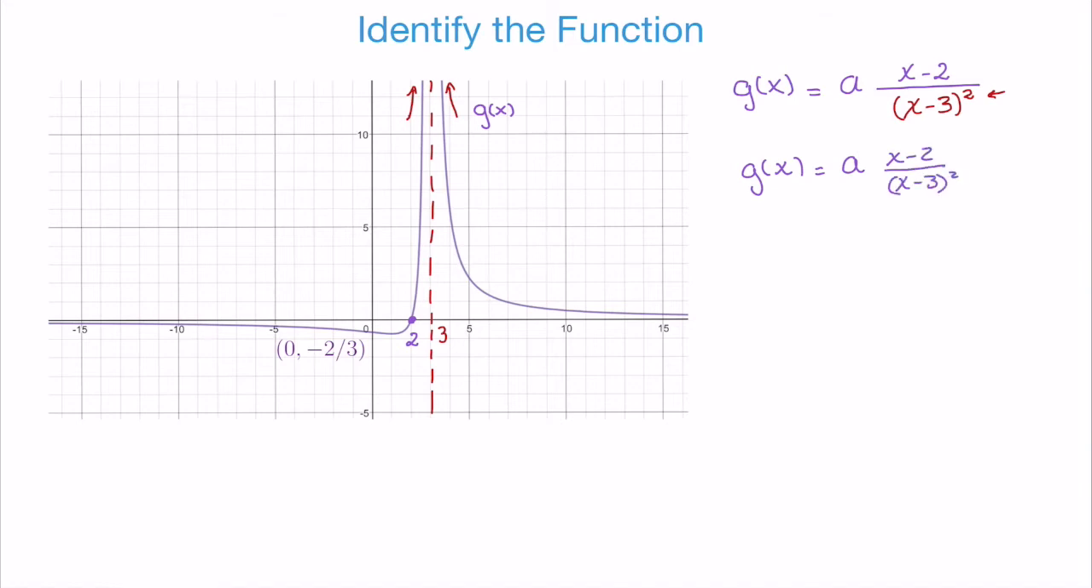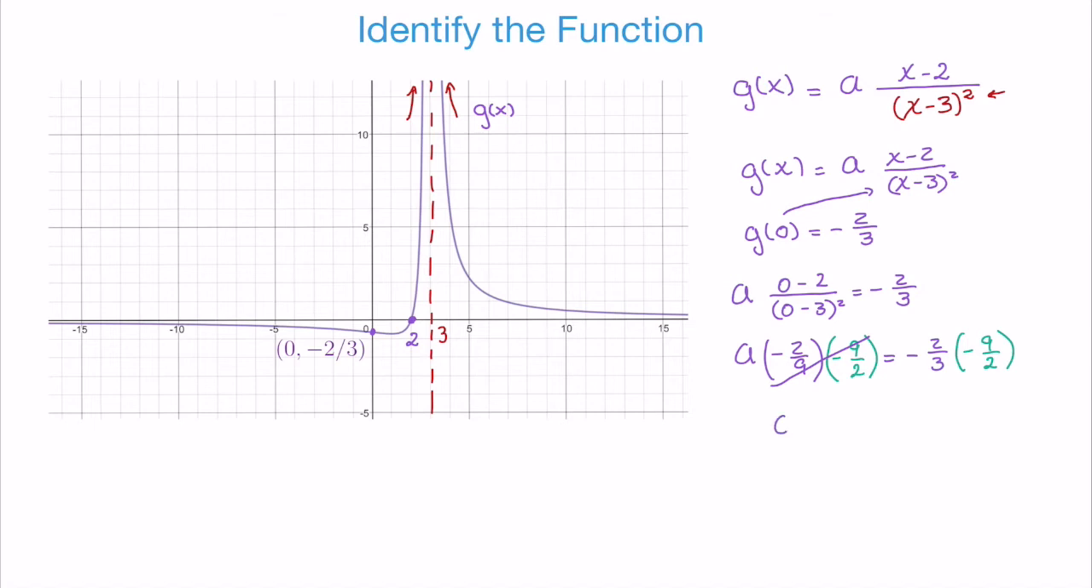The last piece of information that will allow us to find a is the y-intercept here. This tells us that g evaluated at 0 is -2/3, and so we plug in the 0 in the function. We get a times 0 minus 2 over 0 minus 3 squared equals -2/3. So a times -2 over 9 equals -2/3. And to solve for a, we multiply by -9/2, the reciprocal. That cancels, of course, then a equals negative and negative is going to be positive. The 2 cancel out, so a equals 3. And the equation of the function is going to be 3 times x minus 2 over x minus 3 squared.